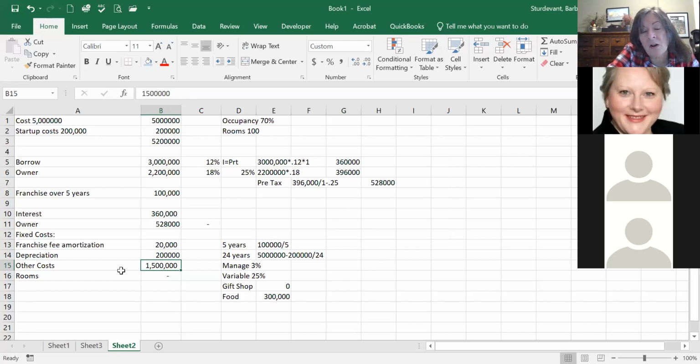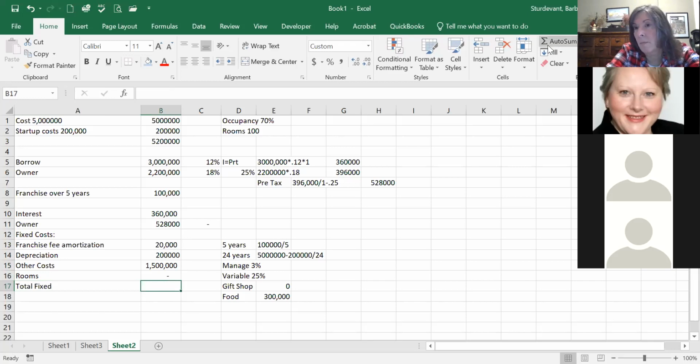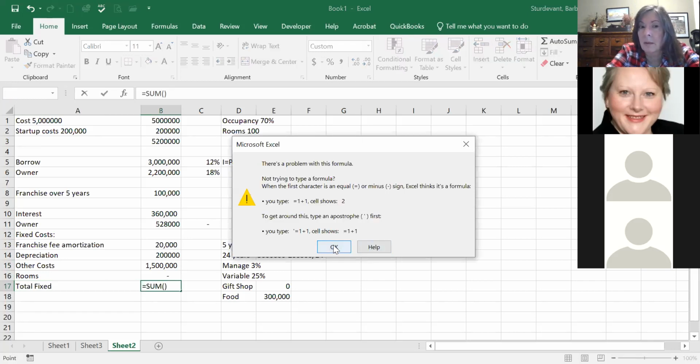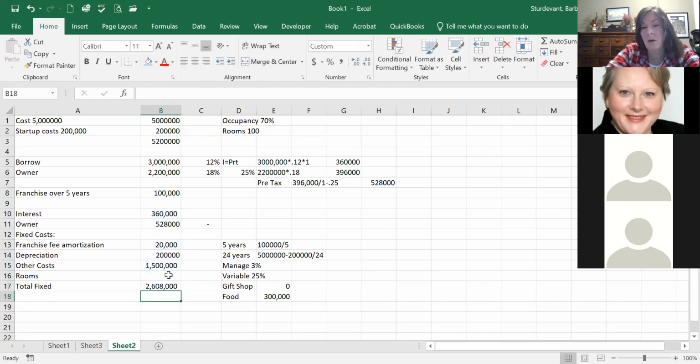So these are the only fixed costs we have this time. These two are always a standard. Franchise fee we had to amortize. You have that or you don't. Depreciation, you may have to calculate that or you don't. Just depends on the different problems. And with this one, our variable cost for rooms is all we have. There is no fixed. So we're gonna add those up. So those are my total fixed costs. Questions on this?